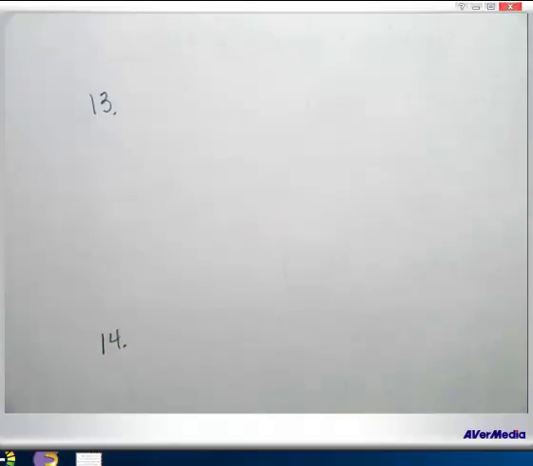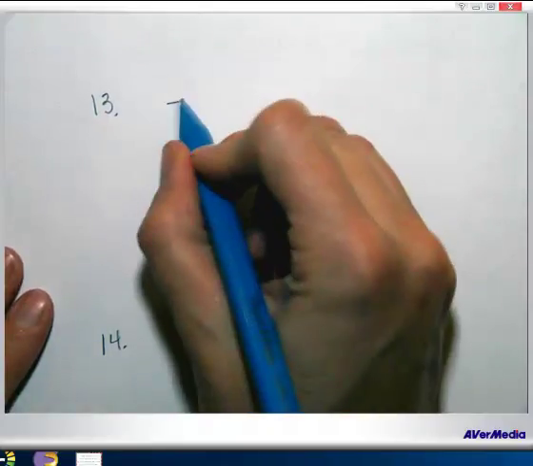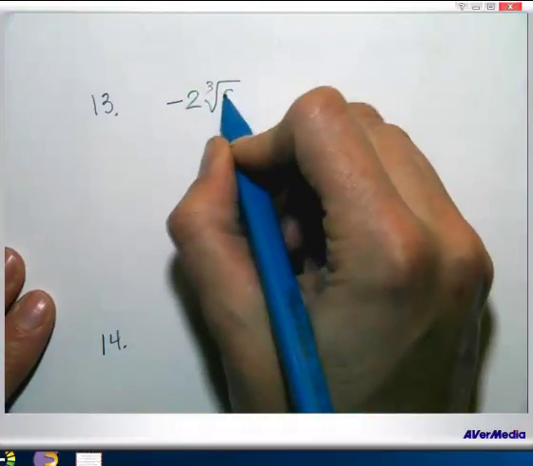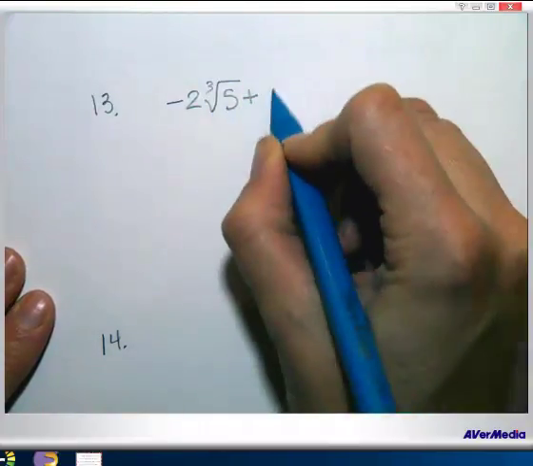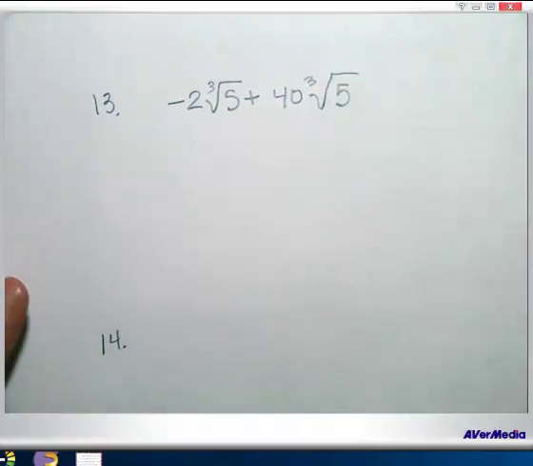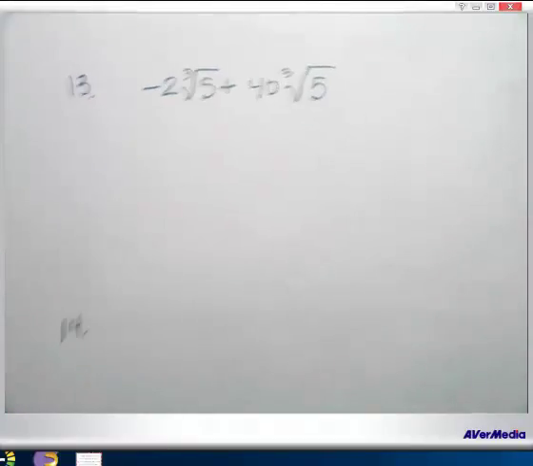But this is where they start to get a little bit harder. Okay, number 13, -2 with a cube root 5 plus 40 cube root 5. Notice we're back to no variables, just numbers. And then number 14, well, we'll do one at a time.